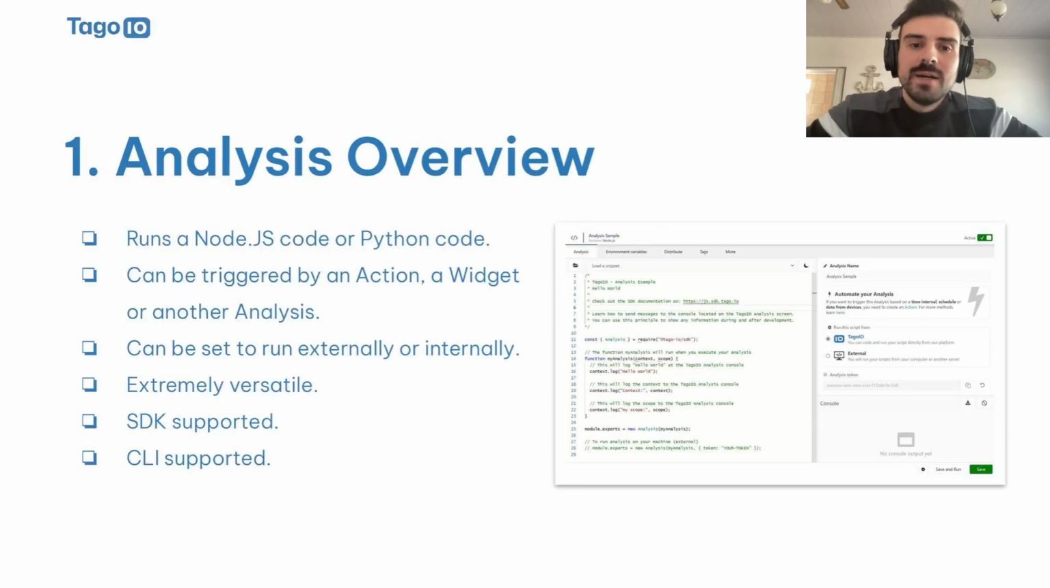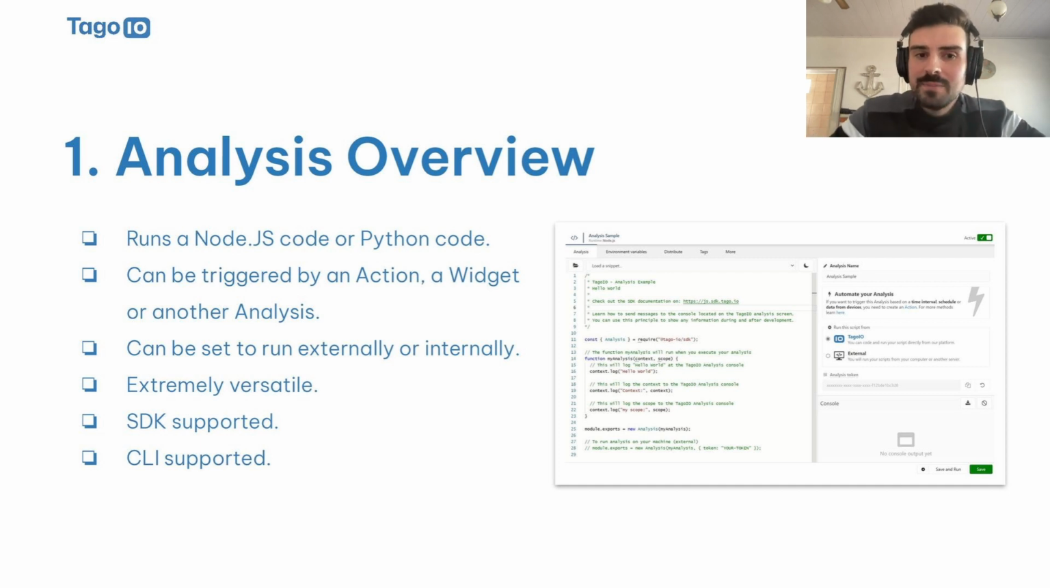So, at first glance, let's check the analysis overview. Today we can run in a couple of different environments. We have Node.js, or we have Python. Like I mentioned, the analysis can be triggered by either an action, or if you have a particular widget that depends on the analysis, you can trigger an analysis through a widget too. And as I mentioned before, you can call an analysis to trigger another analysis. That's a very interesting thing, and there are a couple of scenarios where that's important to keep things organized and separated.